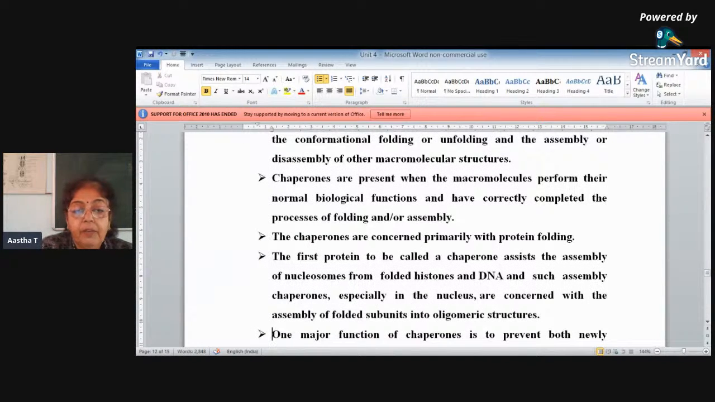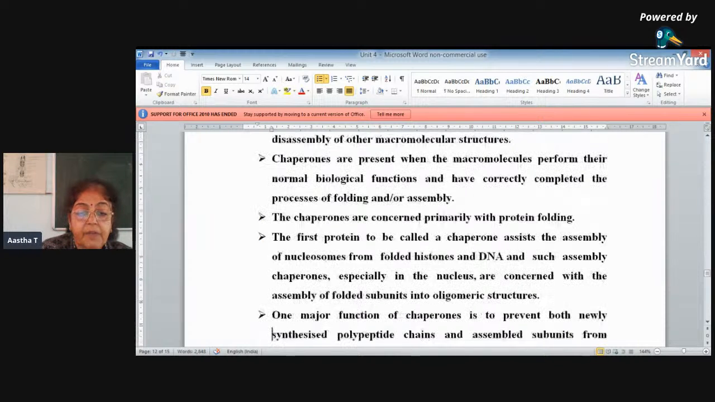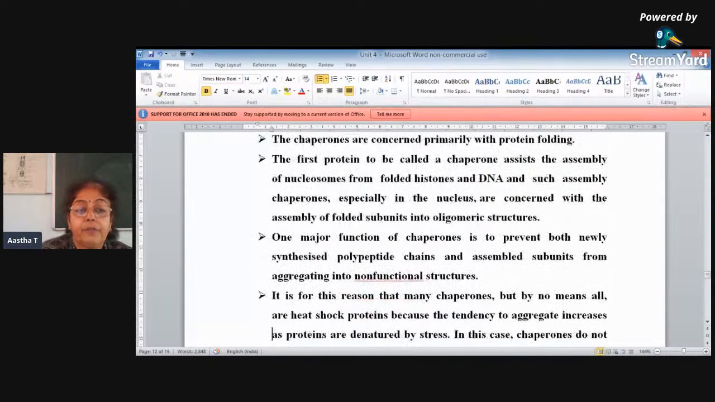The main role is protein folding. The first protein to be called a chaperone assisted the assembly of nucleosomes from folded histones and DNA. So the first type of chaperone was found involved in the folding of nucleosomes. They are found in the assembly of nucleosomes, in the DNA histone complexes. And these DNA histone complexes were found in the nucleus of eukaryotic organisms. So there they were reported to play the role of folding.